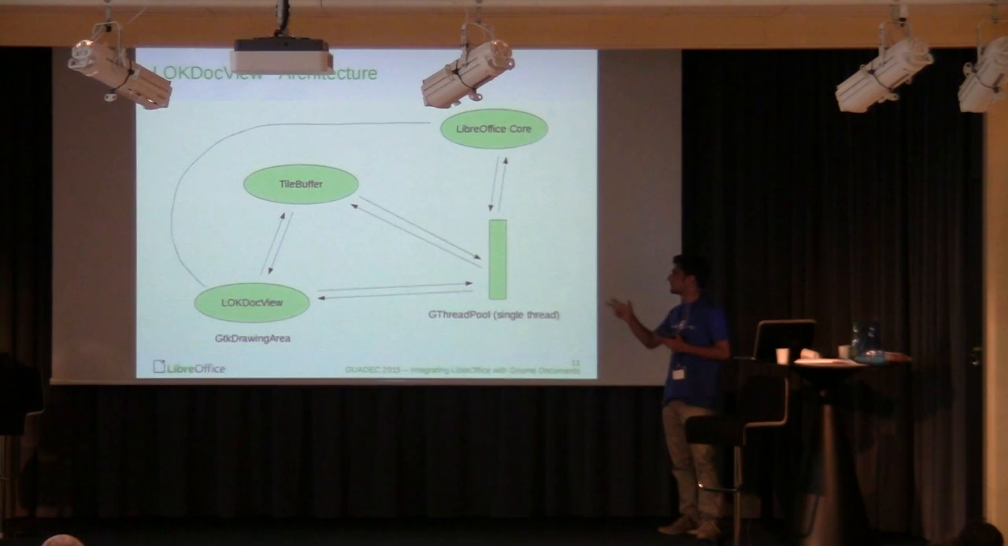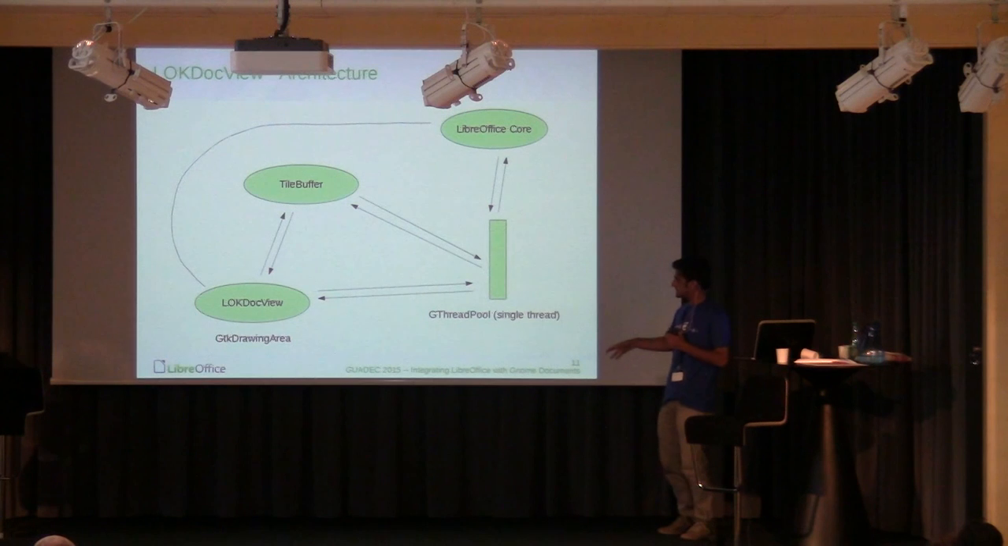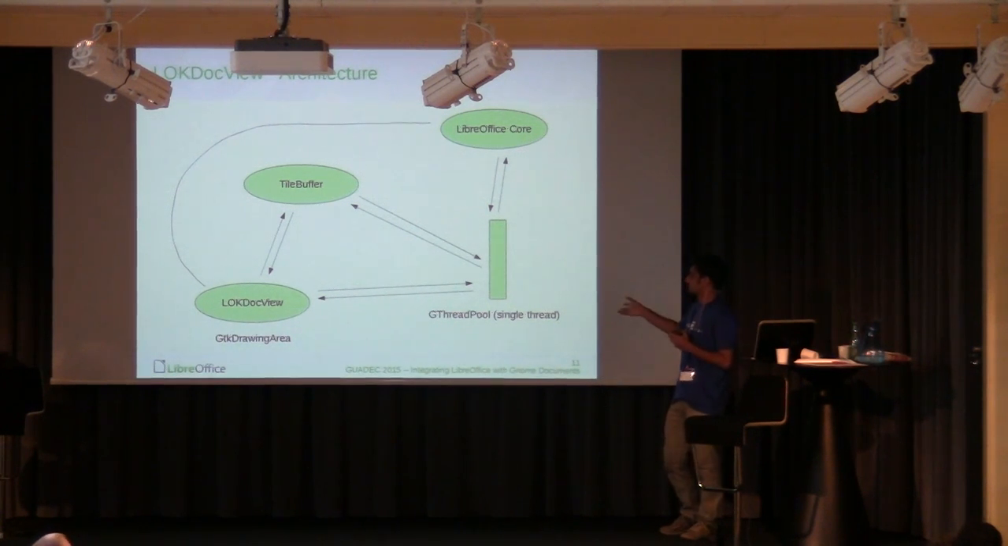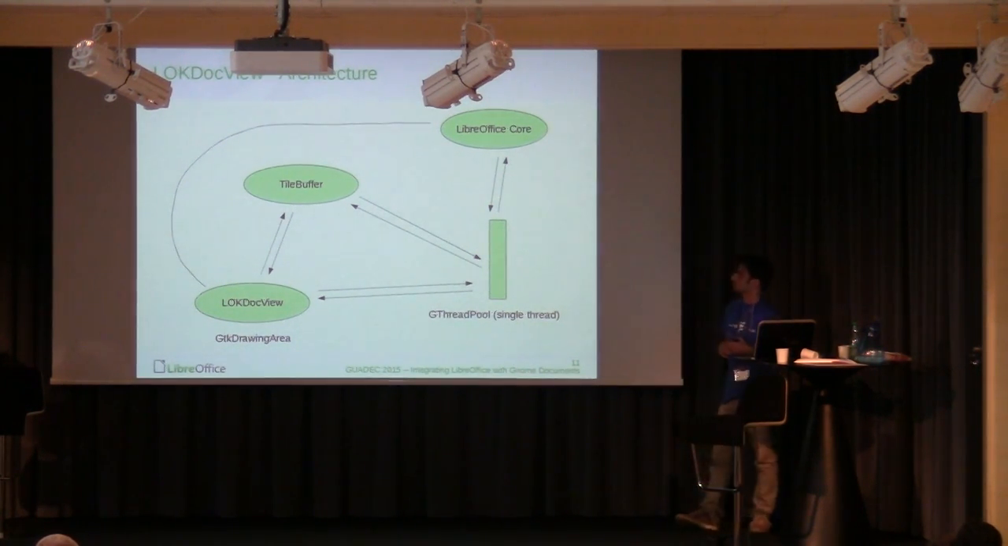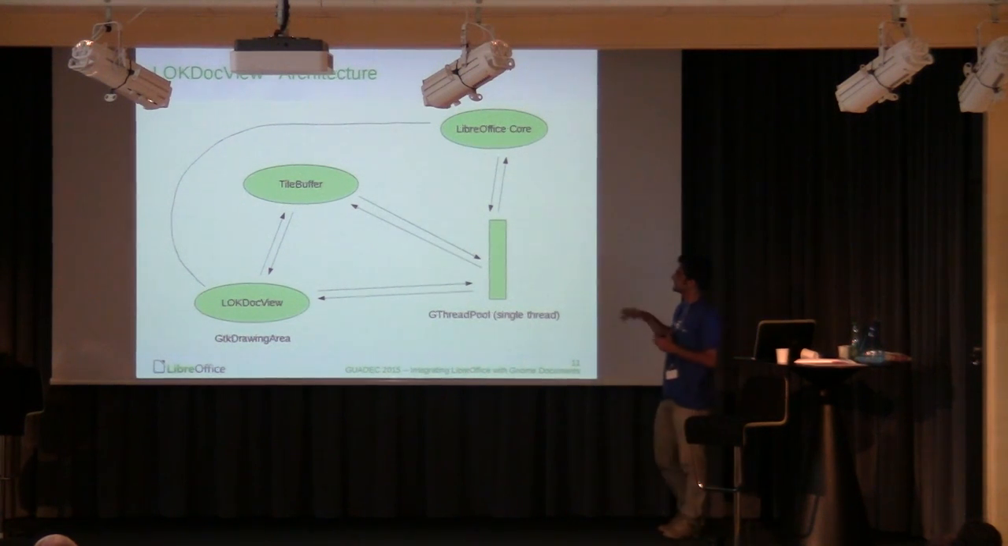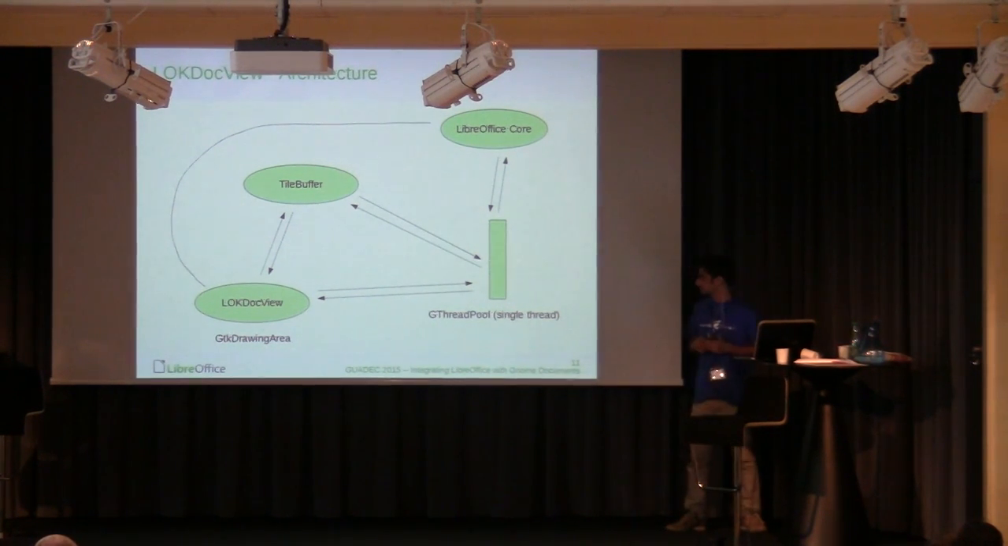If it feels the tile is already invalidated, it again asks this single thread listening for the task to render a new tile, and then that thread will ask the LibreOffice code to render it for the LOK view, and this way the communication happens. So this tile buffer is a kind of cache which makes things a little bit faster.